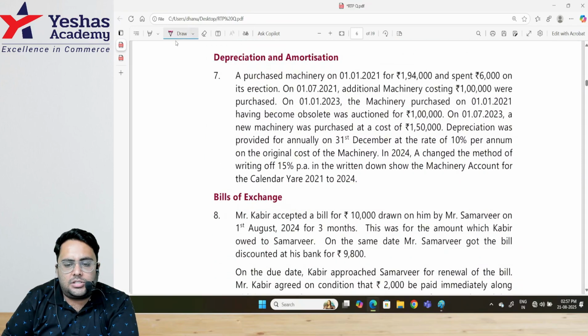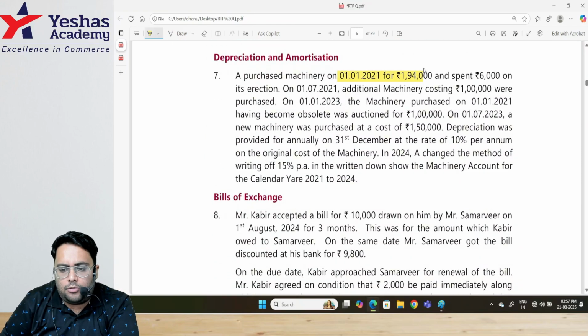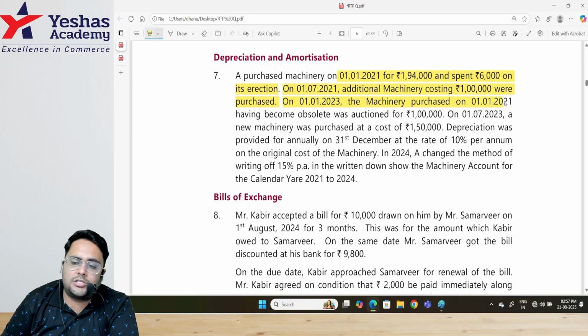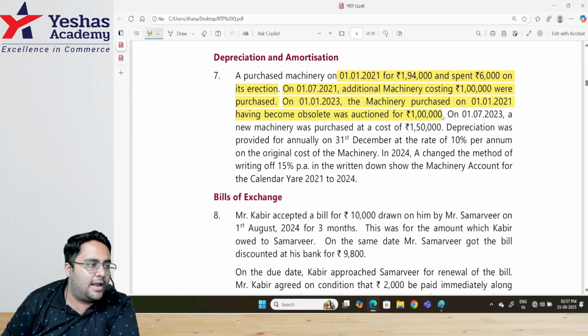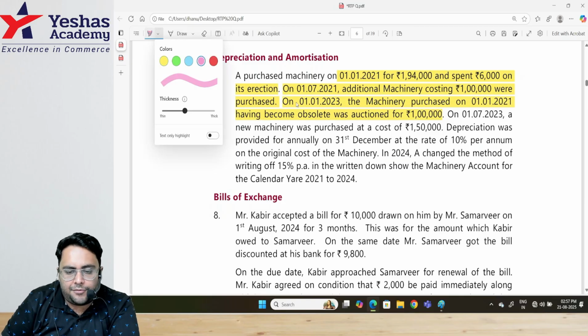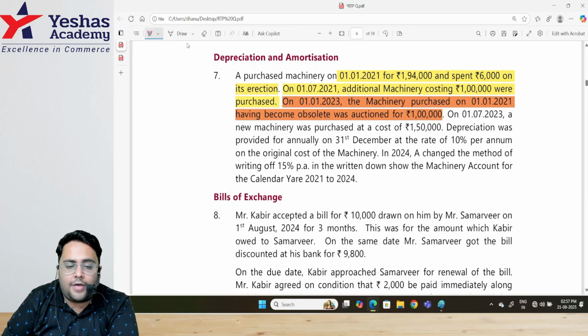Depreciation. A purchased a machine on 1st January 2021 for 194, spent 6,000 on its erection. What is the cost of M1? 2 lakh. On 1st July 21, another machine costing 1 lakh was purchased. M2, how much? 1 lakh. On 1st Jan 23, the machine purchased on 1st Jan 21, having become obsolete, was auctioned for 1 lakh. What is the orange color paragraph talking about? Sale of M1. Selling price 1 lakh.